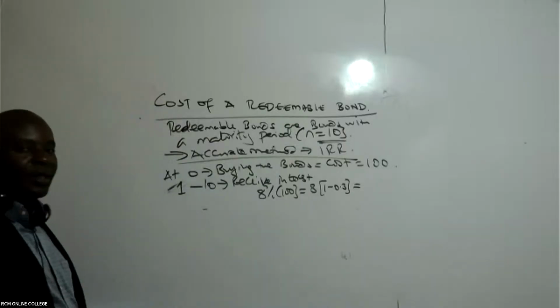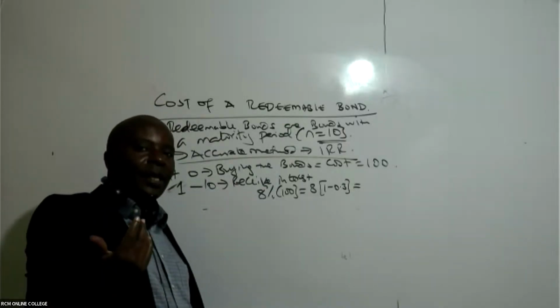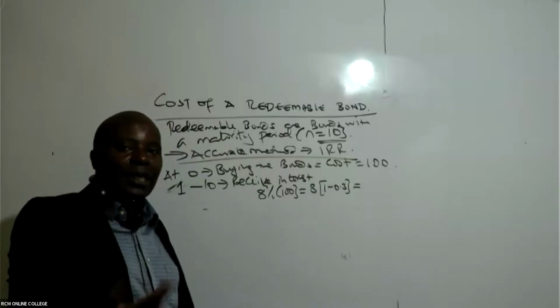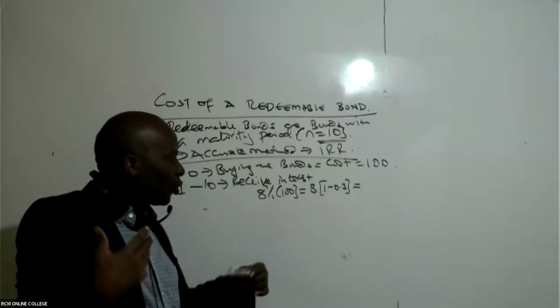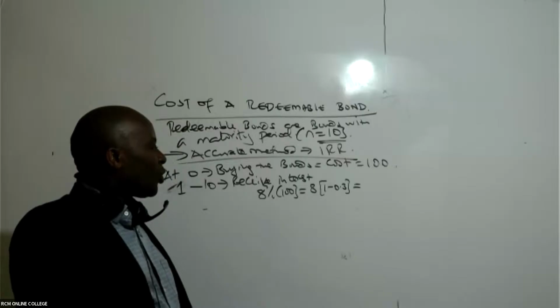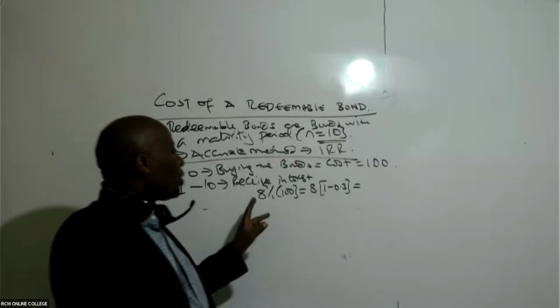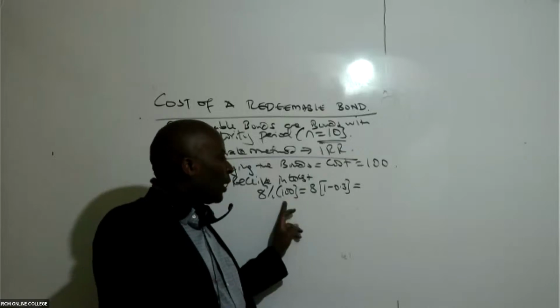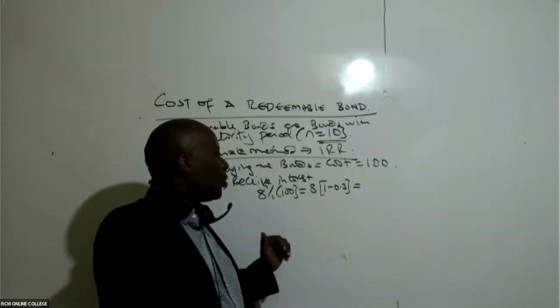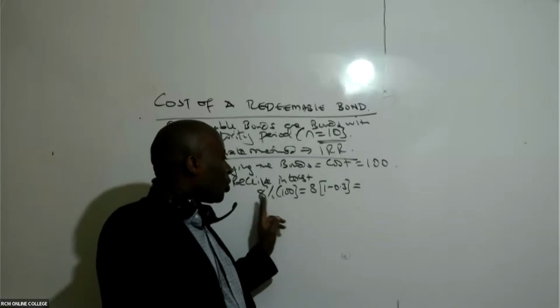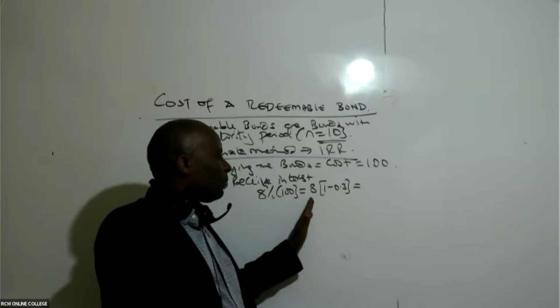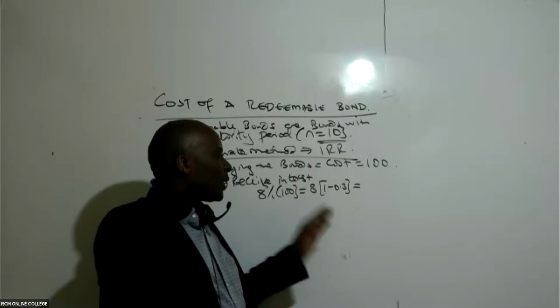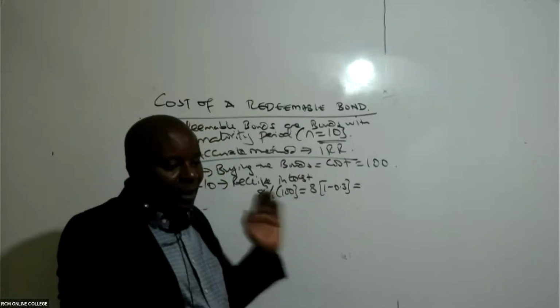Remember, interest is like KD. That has always to be tax adjusted. KD must always be tax adjusted. Remember, the rate of interest is normally multiplied with the par value. So 8 over 100 times 100 gives me 8. 8 times 0.7. How much am I getting?